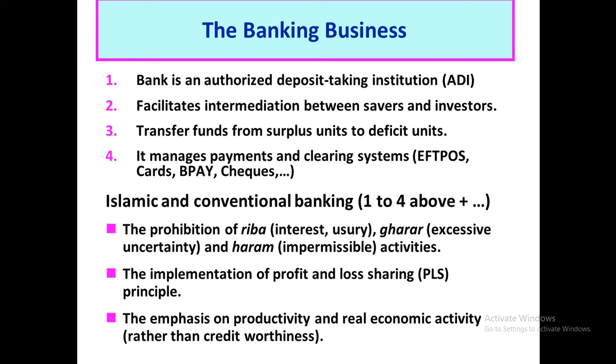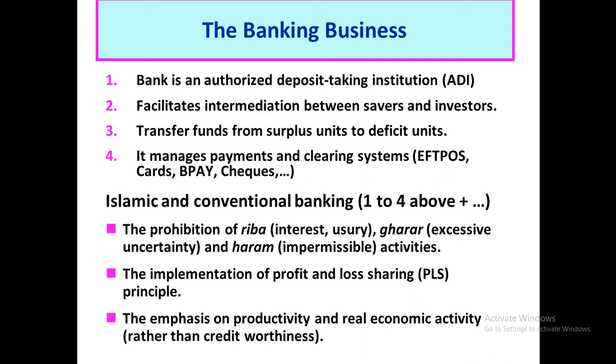The third aim of the bank is to pool funds from surplus institutions, societies and persons, the savers who have surplus money. They pool the money from persons, institutions, organizations and corporations who have a surplus. Then they provide these pooled funds to the deficit units. Deficit units means investors, the institutions and organizations who need money.